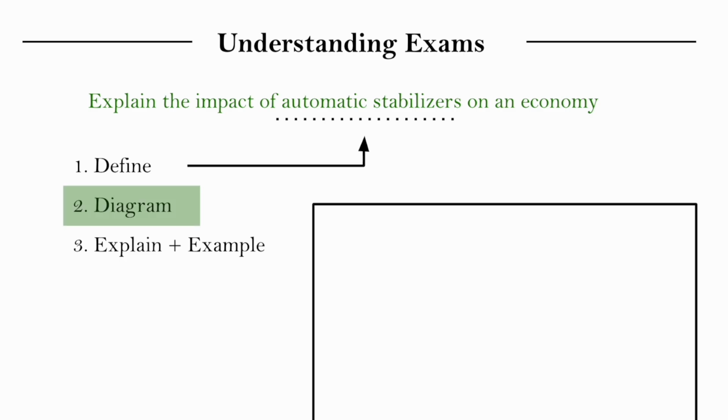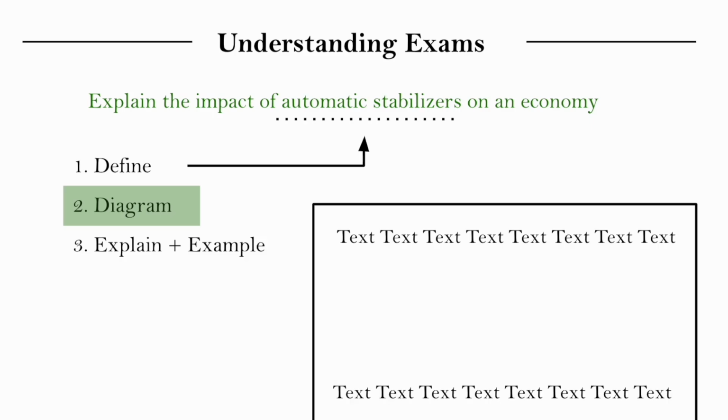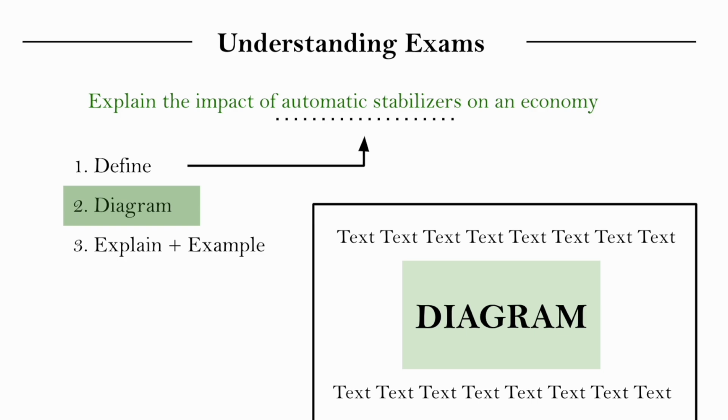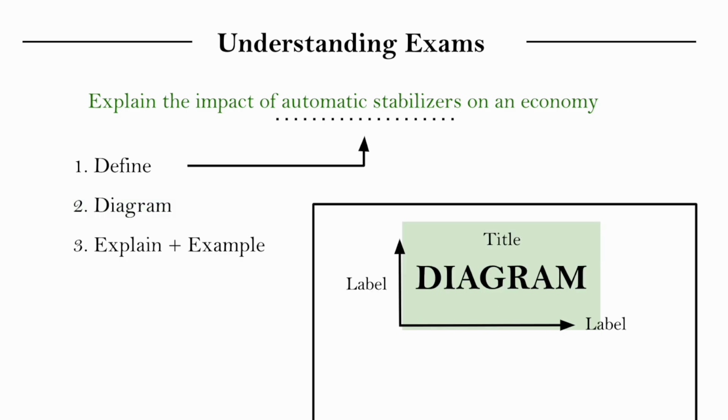Most of the time, it'll be very clear which diagram you need to draw. In this case, the diagram showing automatic stabilizers. So let's say that I drew the diagram. While I won't put the whole specific diagram here, as a reminder, note that you want your diagram to fall between text, so not on the same line as any of your writing. It should be centered. It should also have a title at the very center at the top, and the appropriate axes and titles. And then once you have your diagram, you can move on to explaining.